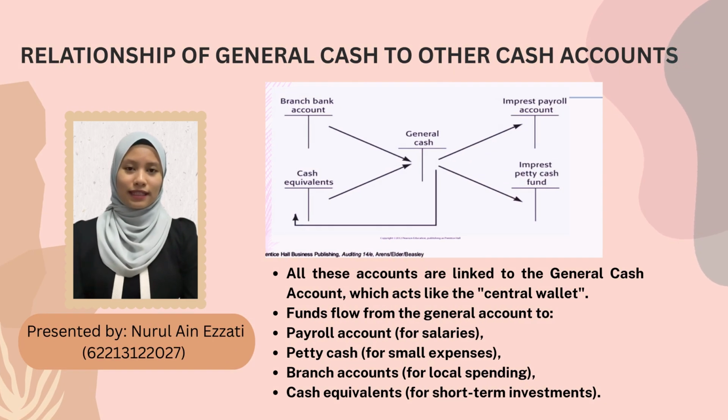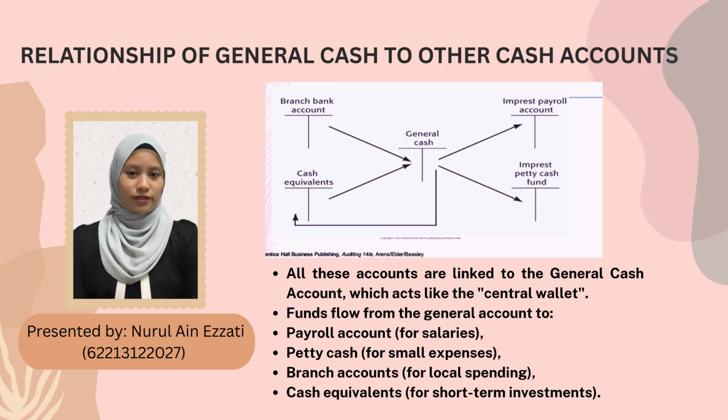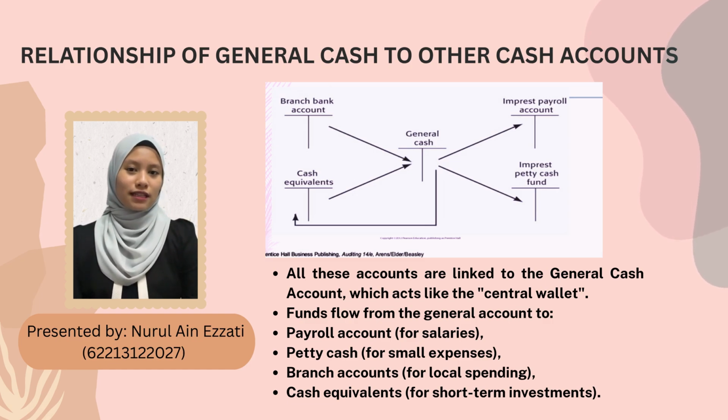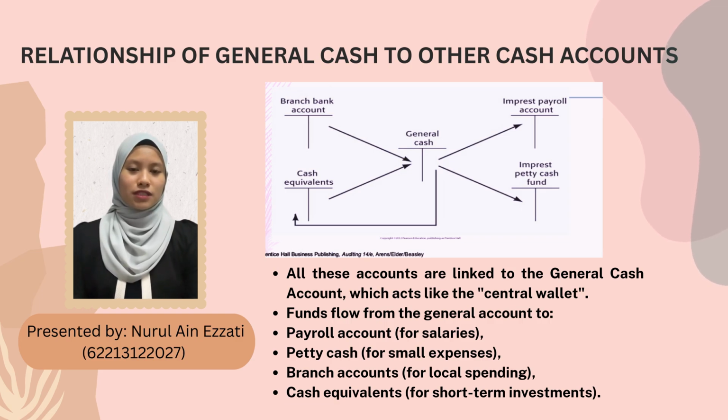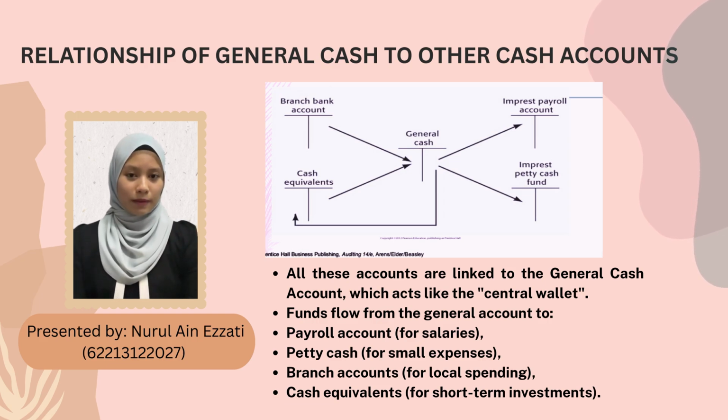So let me explain this slide. The diagram shows how the general cash account is connected to other types of cash accounts in a business. At the center, we have the general cash account. This is the main account where most of the company's money flows in and out. From this main account, the company transfers money to 4 other types of cash accounts. The first one is the branch bank account. This is for company branches in other locations. Money is sent from the general account to the branch account so that the branch can handle its own payments.